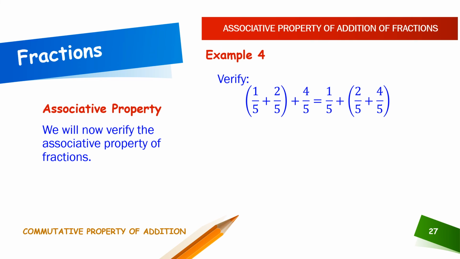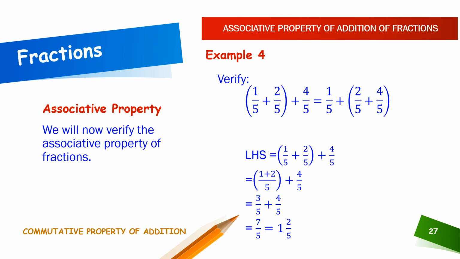We will now verify the associative property of the addition of fractions. Consider the example shown. First simplify the left-hand side. Add the fractions in brackets first. Add the numerators and leave the denominator as it is. We can do this as, of course, the denominators of both fractions are the same. So now we have 3/5 plus 4/5. And adding these two gives us 7/5 or 1 and 2/5.